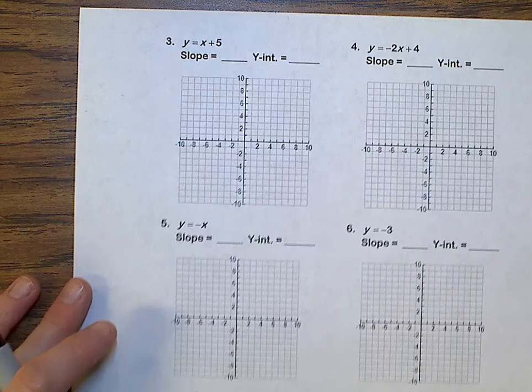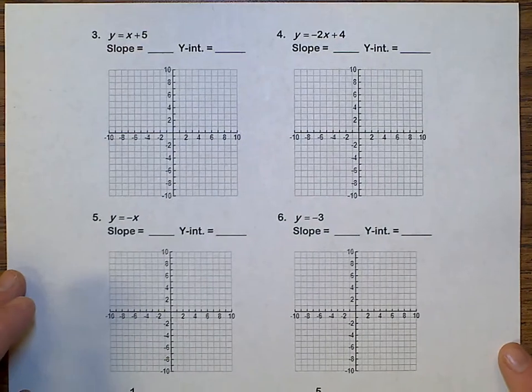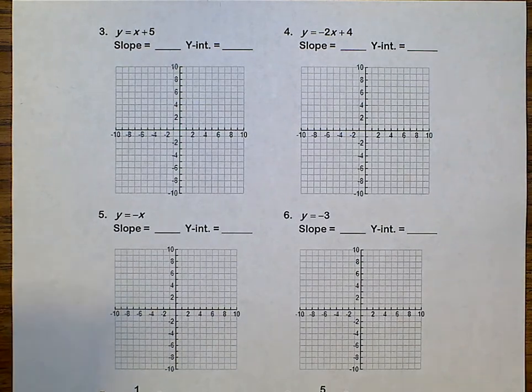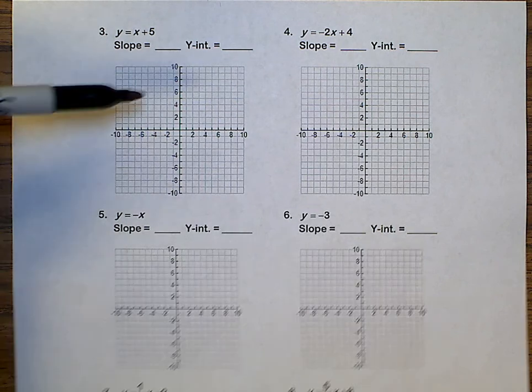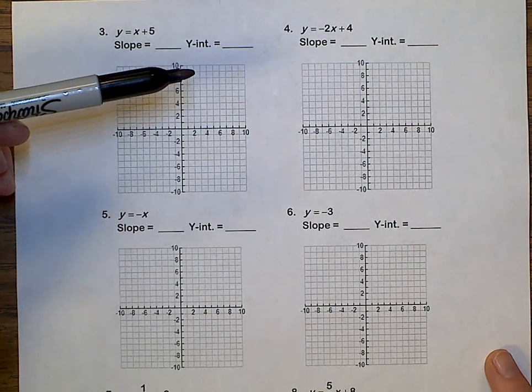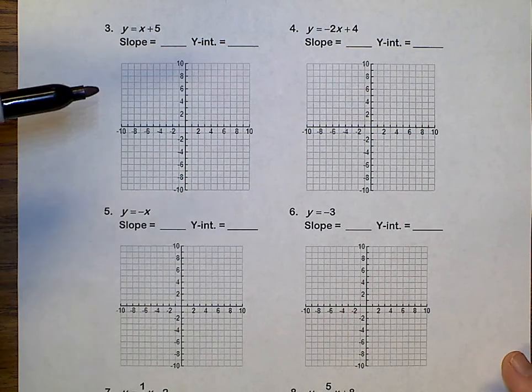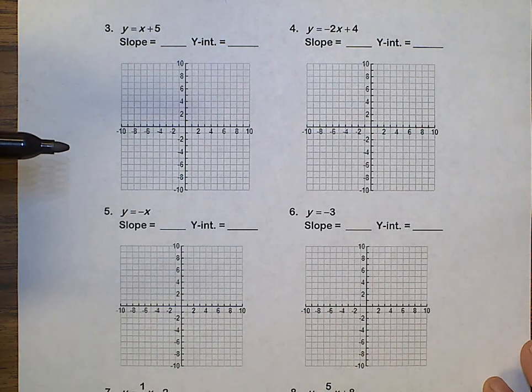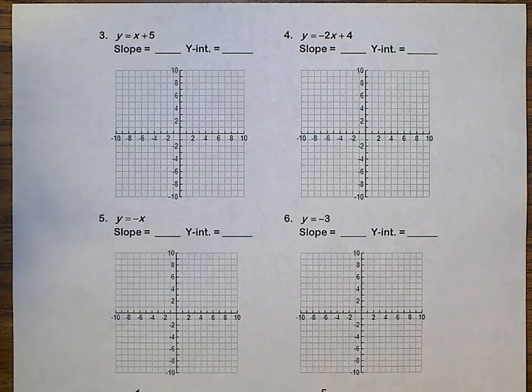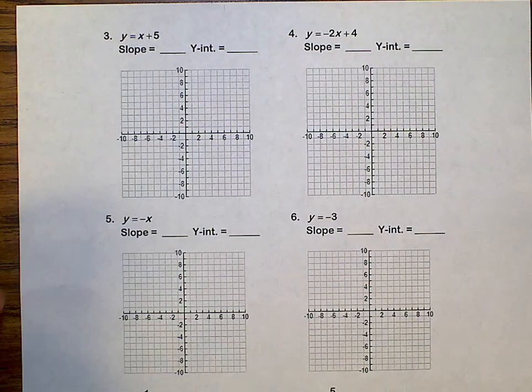So we're going to continue doing this for the rest of our problems. What I would like for you to do is pause the video and work on finding your slope and y-intercepts for each one, and then graphing them correctly. And then you can start the video again and get the correct answers. So go ahead and pause now. Okay, I'm going to go ahead and pause myself.